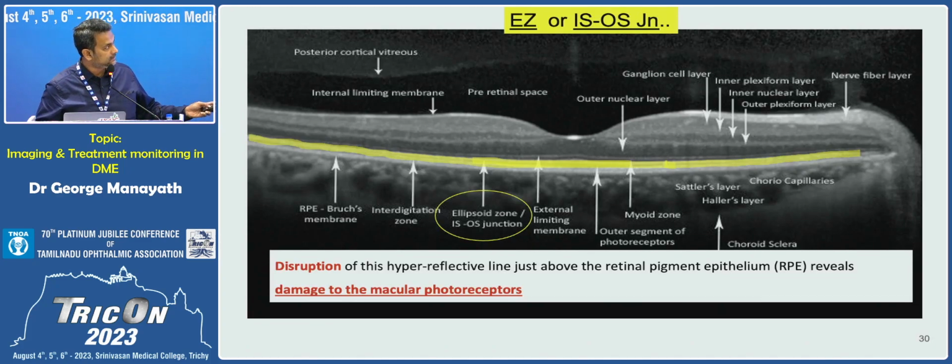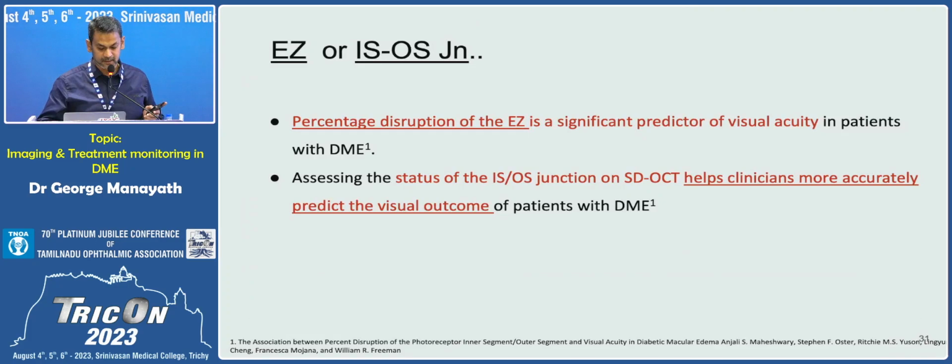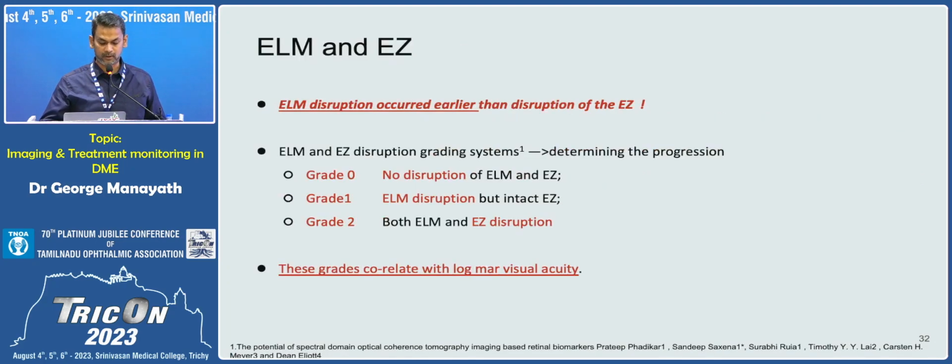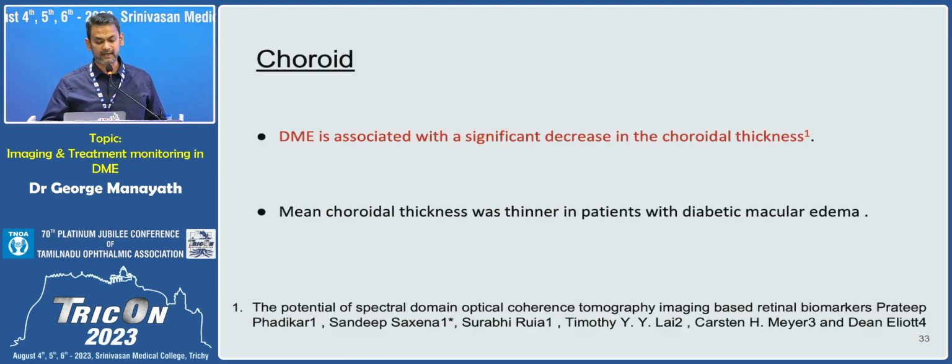Also, this layer, the ellipsoid zone or ISOS junction disruption: the percentage disruption of the ellipsoid zone helps the clinician more accurately predict the visual outcome in DME when you are treating with anti-VEGF therapy. So the presence or increased percentage of ellipsoid zone disruption is associated with poorer outcome. And grade 1, which is only the ELM disruption that happens prior to the EZ disruption, these grades correlate with the logMAR visual outcome when you treat DME with anti-VEGF therapy.